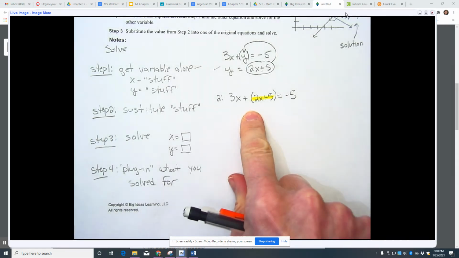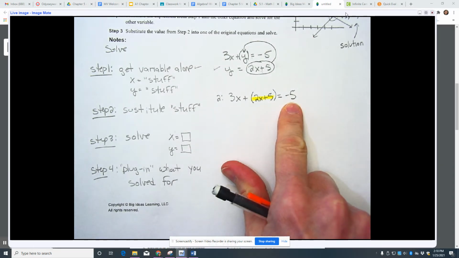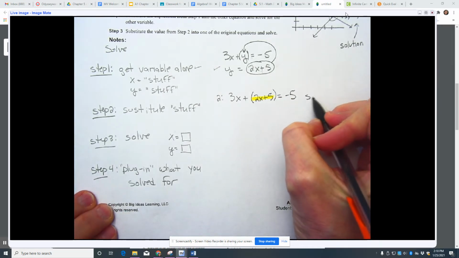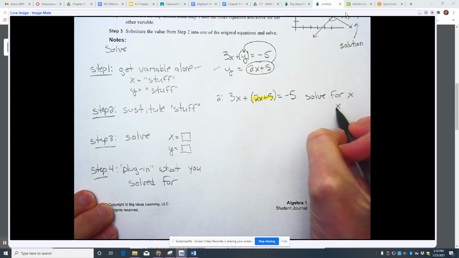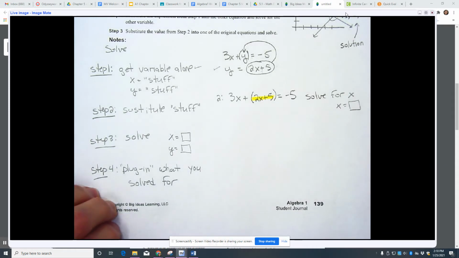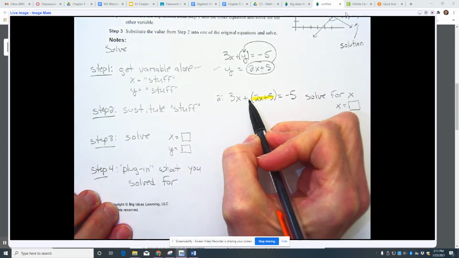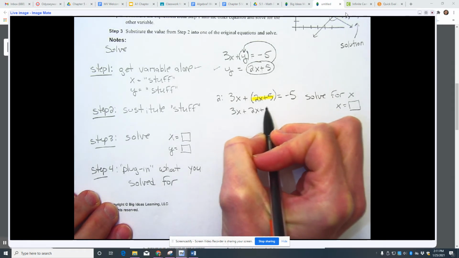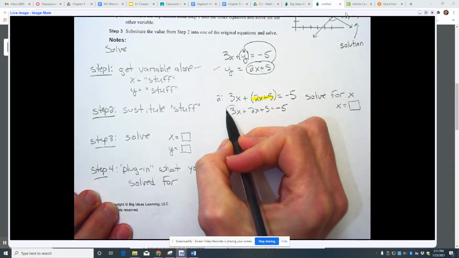Now, if you look at this new equation, it has all x's. So when I have an equation with only a single variable, I can solve for x. So now I'm going to solve for x. So I'm going to end up at the end with x equals a number. Okay, I have some parentheses here, but there's nothing out front to distribute. So I'm going to rewrite this without the parentheses.